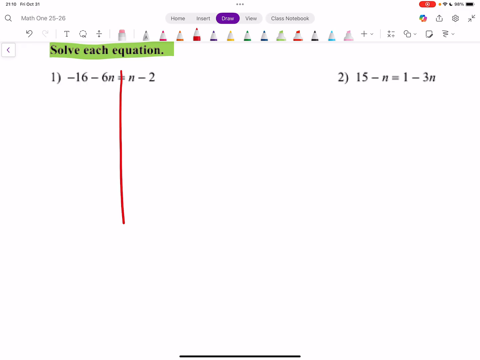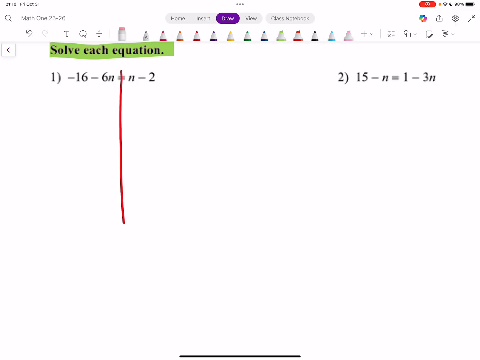Next, I scan the problem to identify if there are any like terms. I'm noticing a number and a variable term on the left-hand side. They do not go together because they are not like terms. They do not have the same variable and power. Looking on the right-hand side, I see a similar situation, only a variable term and a constant or number.